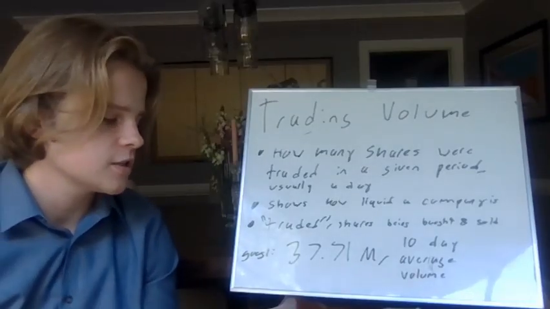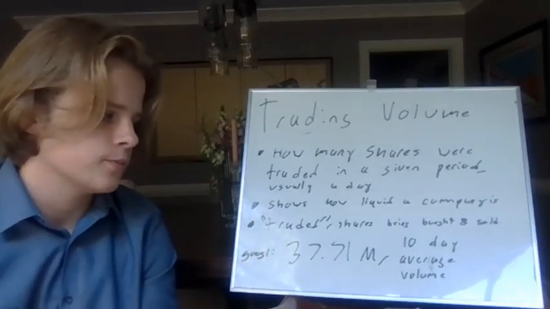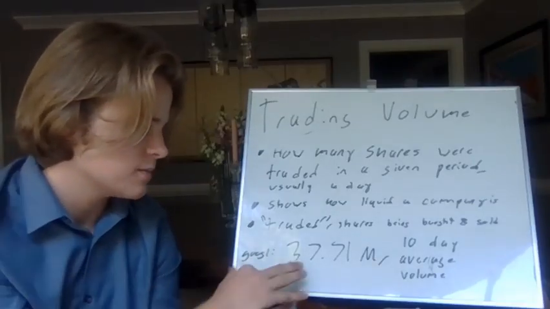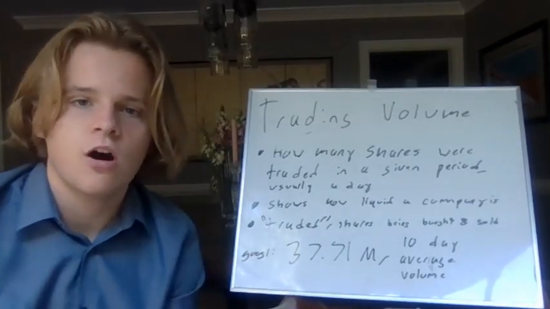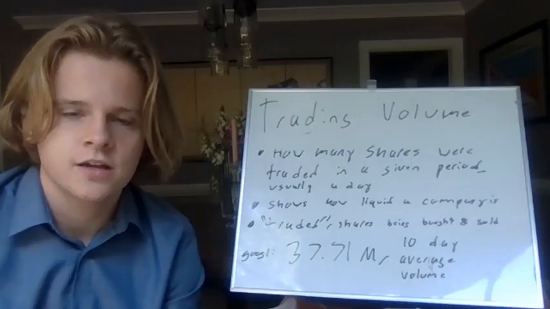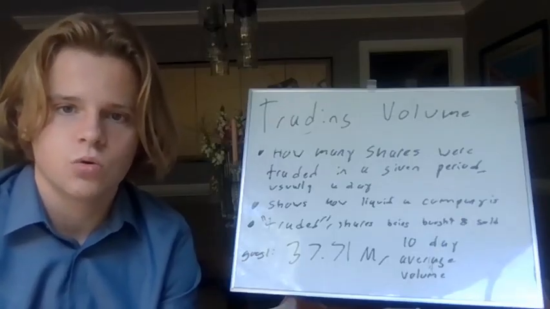We can see this if we look at Google stock. The 10-day average trading volume as of recording has been 37.71 million shares. So basically, on average, over the last 10 days, around 37.7 million shares of Google stock have been bought and sold.